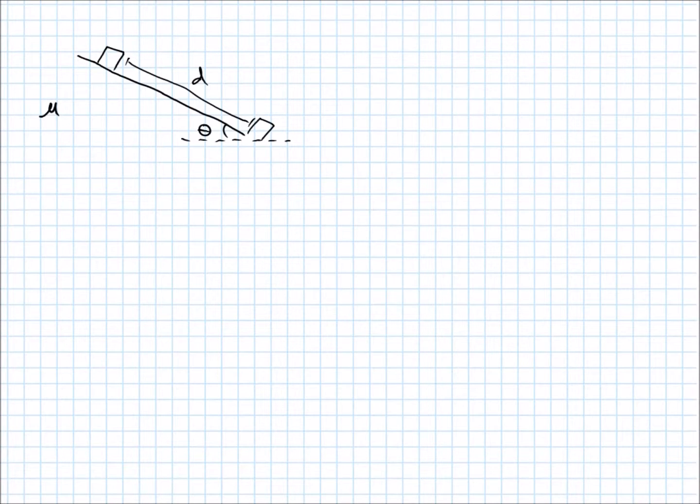Alright, so in this example, we've got a mass at the top of a slope here. It starts from rest, and it's going to slide down a distance d, and there is friction. We know the coefficient of kinetic friction is this mu here. So we want to find what its final velocity will be at the end of this slope.